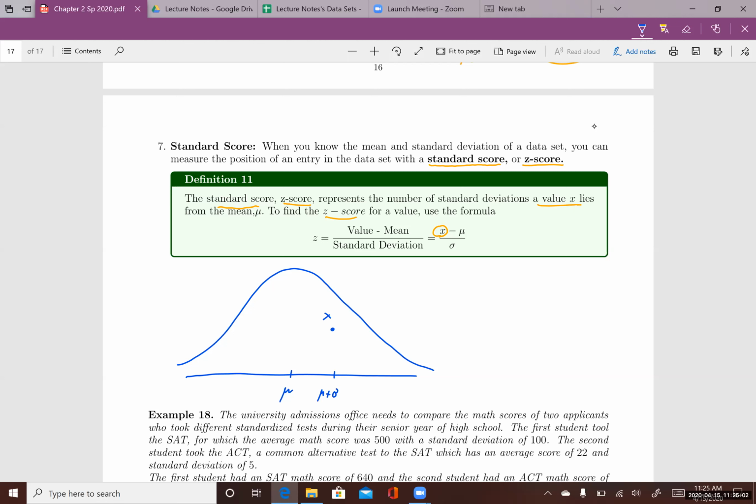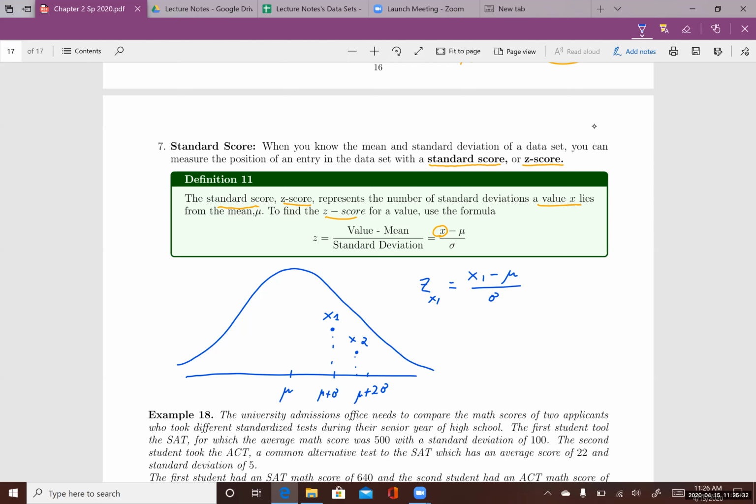Let's say x1. This is the values of x1. And I have, this is the values of x2. And this is mu plus 2 standard deviations. Okay. So in order to find the z-score for x1, I take x1 minus the mean divided by standard deviations, right?